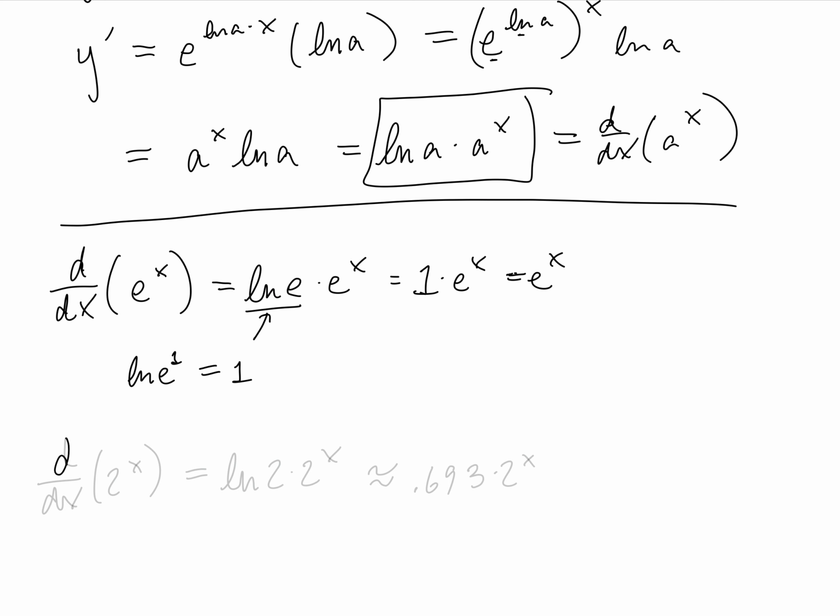And if we wanted to take, say, the derivative with respect to x of 2 to the x, then that would be equal to, by that rule above, the natural log of 2 times 2 to the x. So natural log of 2 is a value that's just slightly smaller than 1. So we can just leave it as natural log of 2. That's a precise value, or we could say that that's approximately equal to 0.693 times 2 to the x.